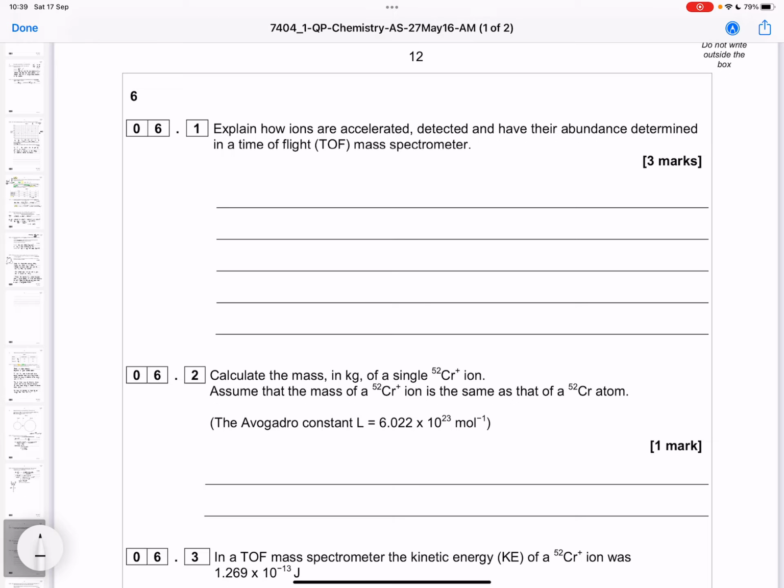Explain how ions are accelerated, detected, and have their abundance determined in a time-of-flight mass spectrometer. So how are they accelerated? Well, the ions pass into the mass spectrometer where they are ionised, and they're ionised so that they can be accelerated and detected. So making them positive ions is something to do with it. They actually then pass in and they're accelerated by an electric field. So there's a negatively charged plate in that electric field that will attract the positive ions. So we need to say that they are accelerated by an electric field.